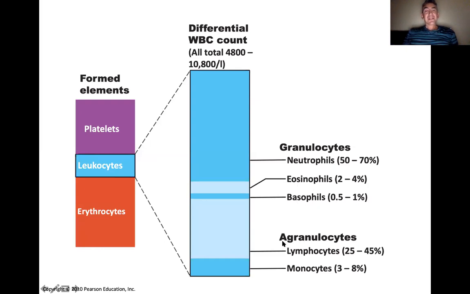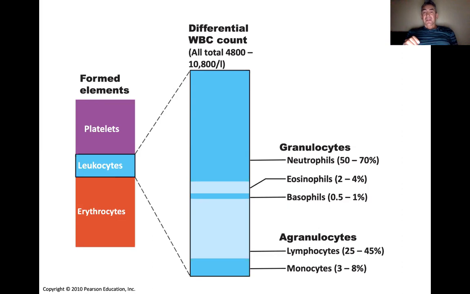If we have an A out before the name, that means without. So these are the leukocytes without granules, the agranulocytes. These are going to be the lymphocytes and monocytes. So again, 5 total categories of leukocytes, right? Neutrophils, eosinophils, basophils being your granulocytes, lymphocytes and monocytes being under the agranulocytic distinction.